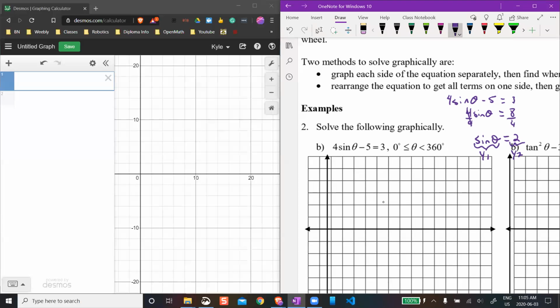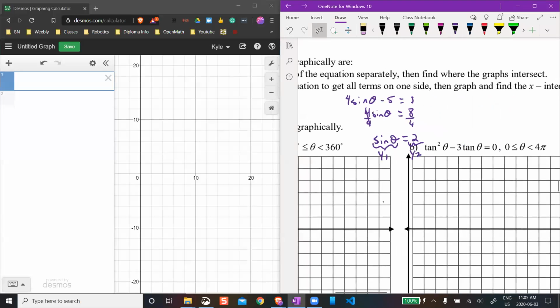Or the other thing you could do is get everything on the same side. It would also be true to bring the 2 over, and we could have sine theta minus 2 is equal to 0. And then graph this as y1. And really, you don't have to graph this as y2 because that's just my x-axis, right? You could if you wanted to. It's just going to be a line along the x-axis. But either way, if you did it this way, I could just graph this one and then just find my x-intercepts, right? That'd be the same thing. So there's lots of different ways you can graph this and solve this. I'm going to do it this way, graph both of those.